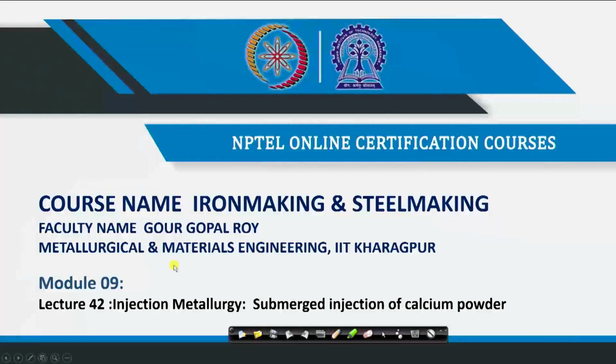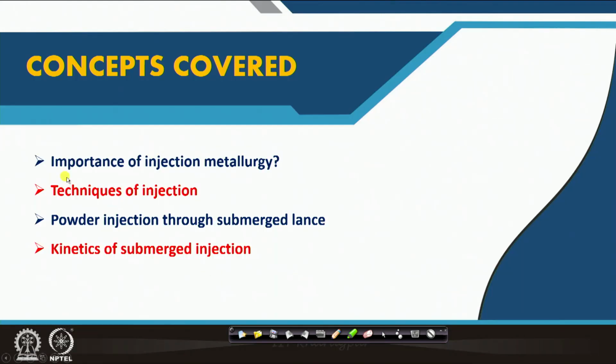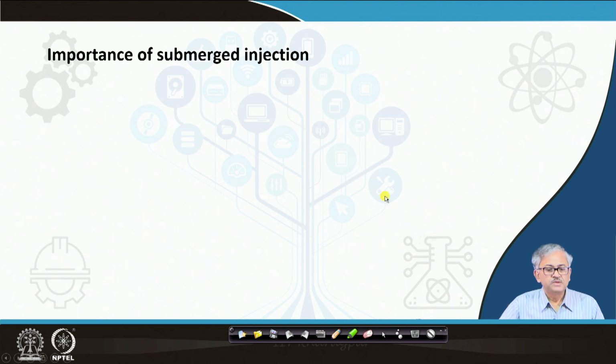Welcome. In this lecture, we will discuss injection metallurgy, that is the submerged injection of calcium powder. Here I will discuss the importance of powder injection, why it is important, and what the different techniques for injection are. In this lecture specifically, we will concentrate on powder injection through submerged lances and the kinetics of submerged injection. So, to start with, why is submerged injection important?